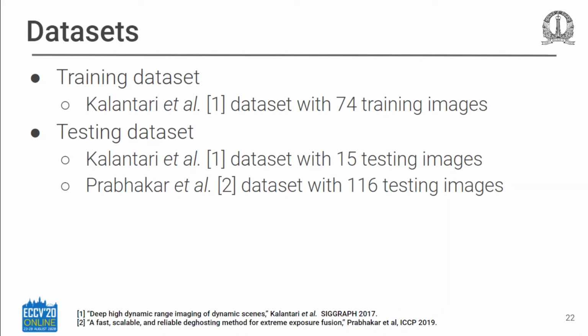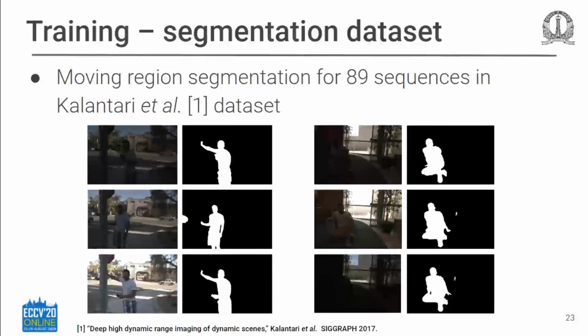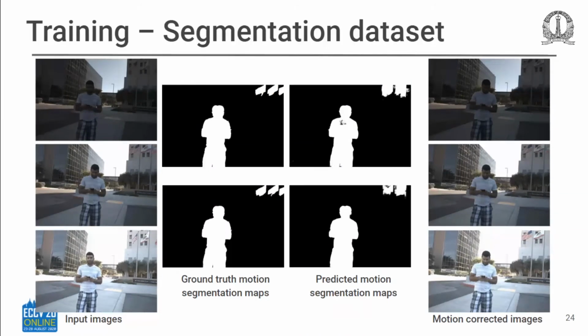Additionally, we also tested our model on other publicly available datasets as well. For training the NMC model, we have generated a ground truth by annotating the moving objects in each input image. For a sequence with 3 images, we generated 3 segmentation maps by manually annotating only the moving regions. The ground truth is obtained by taking the union of the 3 reference and non-reference image segmentation masks. In total, we have annotated 89 images of the UCSD dataset.